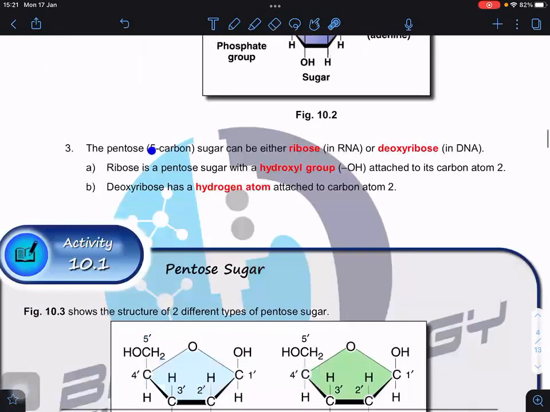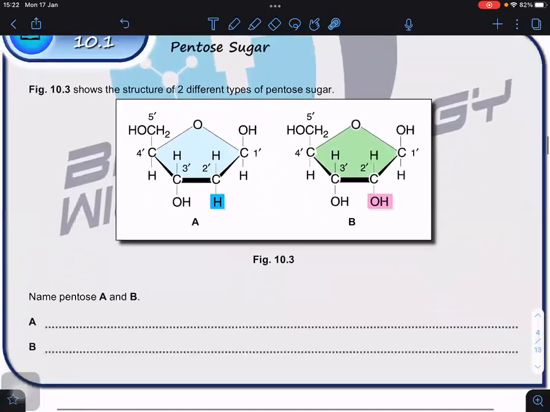The pentose sugar, with 5 carbons, can be either ribose or deoxyribose, depending on the hydroxyl group, OH, attached to carbon atom number 2. If it has the OH group, it is ribose. If it is deoxyribose, then it has a hydrogen atom. So from here, you need to recognize the pentose sugar.